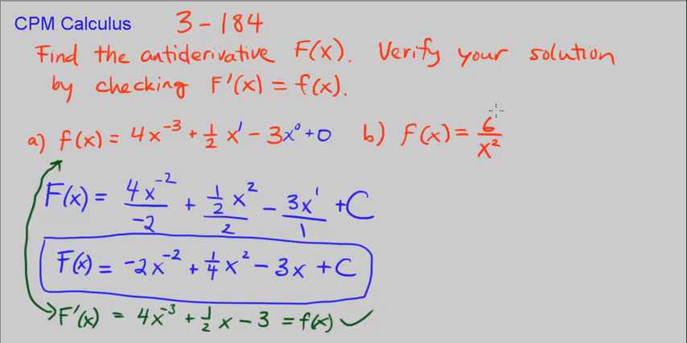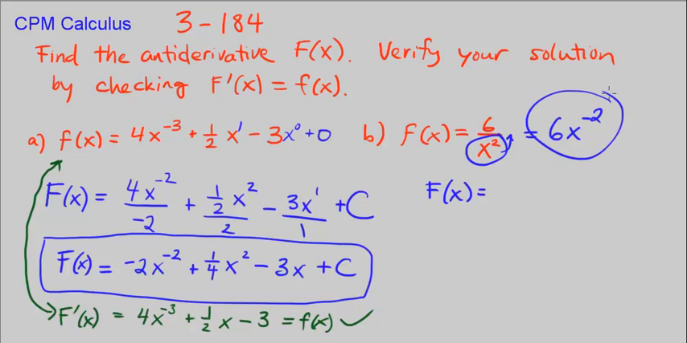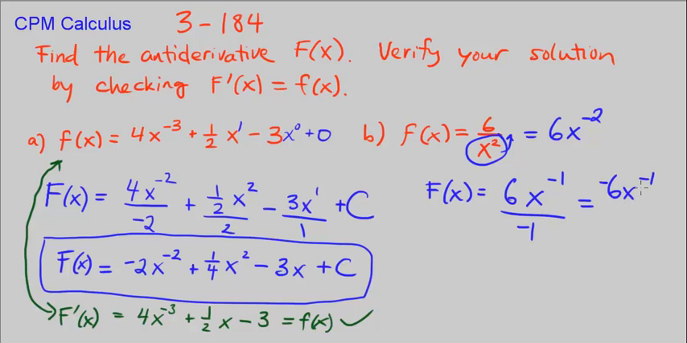Before I begin, I'm going to make sure that we have all of our powers of x in the numerator. So I'm going to change that to be 6x to the power of negative 2. And then I'm going to be able to find big F of x is equal to, remember we're just doing the opposite. So we're going to take 6x to the negative 2. We want to add 1, so it's going to be negative 1, divided by the power of negative 1, which is equal to that. Simplify it, and we get 6x to negative 1, and the negative in the denominator makes this negative. Box our answer.